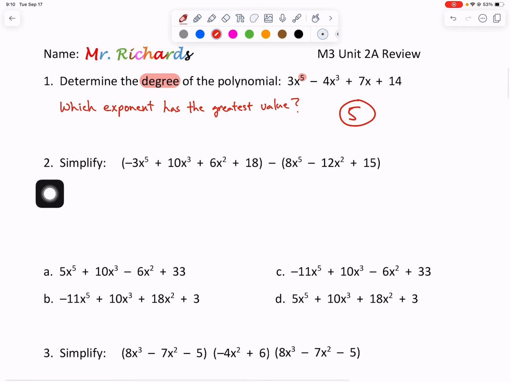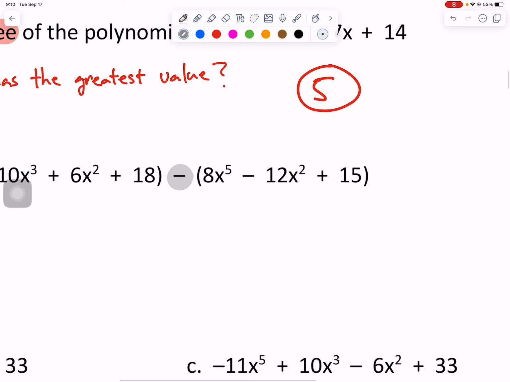Go on to number 2 to simplify. Negative 3x to the 5th plus 10x cubed plus 6x squared plus 18, minus the quantity 8x to the 5th minus 12x squared plus 15. We do see a subtraction sign. All right, I am going to highlight the subtraction sign. That's going to determine something for us. That is going to tell us to flip the signs of the polynomial to the right.